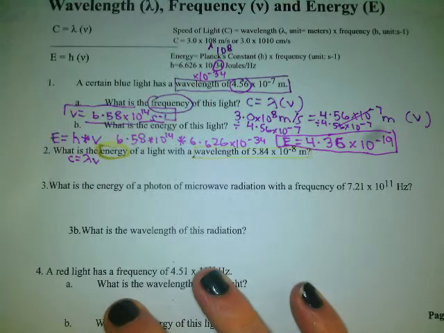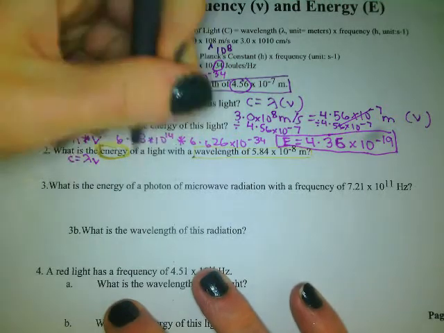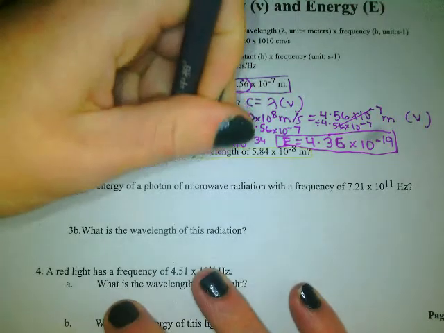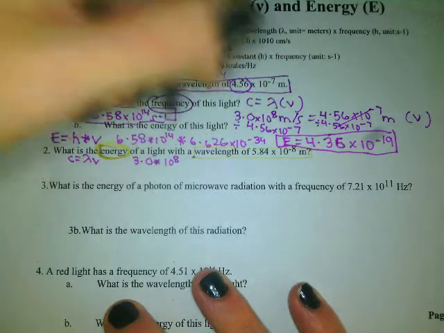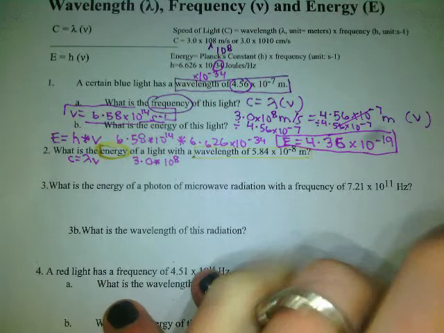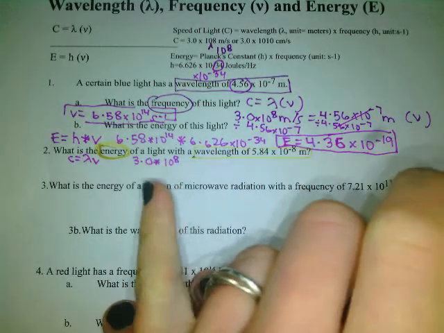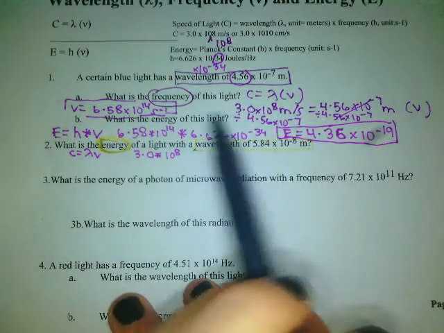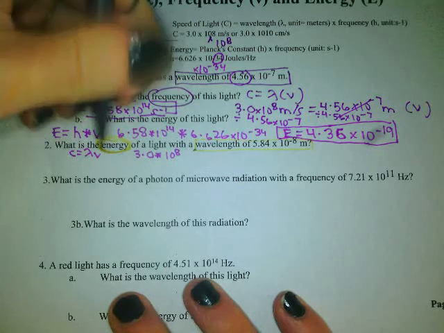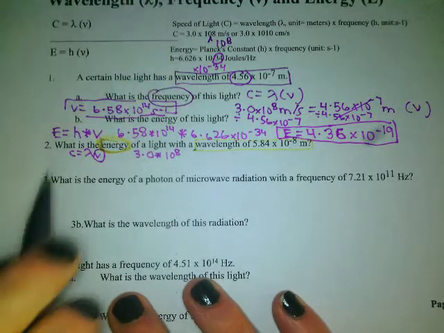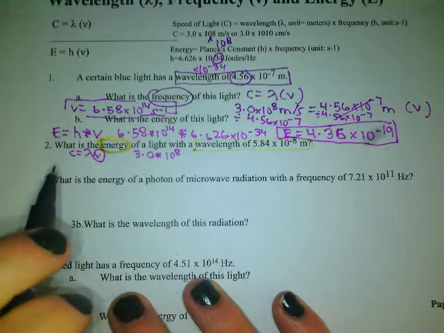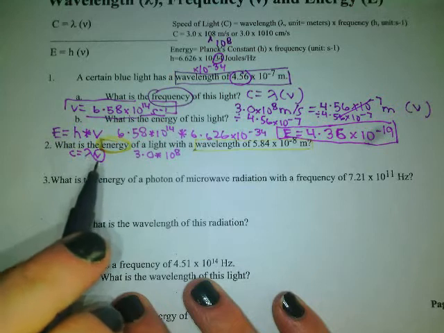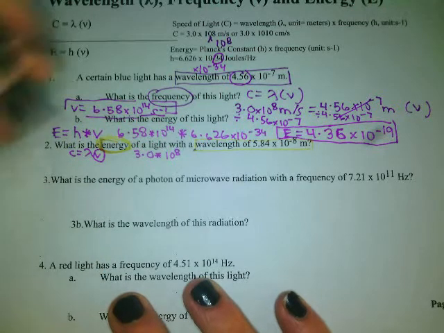And just like before, I'm going to end up dividing this, just like in the previous problem. I'm just not going to write the whole thing out, but I'm going to end up dividing that in order to solve for V. Because remember, in order to solve for this unknown, we need to take the C and divide it by the lambda in order to get V. So I'm just going to do that directly. Okay, so I'm going to say 3.0 times 10 to the 8th power divided by 5.84 times 10 to the negative 8 is equal to. That's what V is equal to.